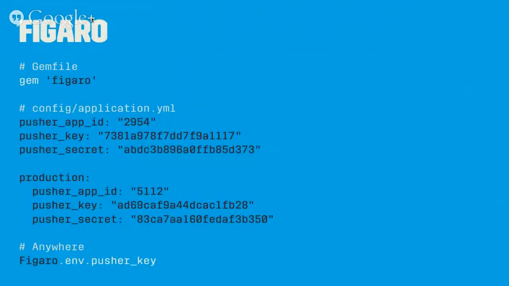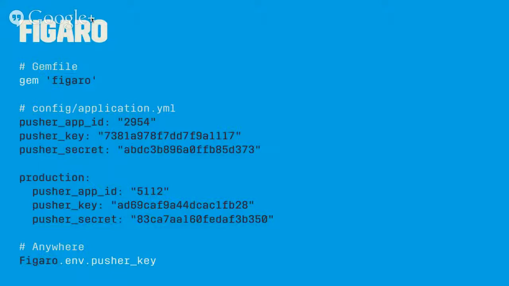Well, Figaro is a really good gem for doing this. As Anna mentioned the other week, Figaro is a Rails-specific configuration management, environment management gem, and it creates a file called config/application.yaml, and in there you can put all the different things that your application needs. So this is an example from the GitHub page. They're using Pusher to do push notifications. So they have their Pusher app ID, their Pusher key, and their Pusher secret.